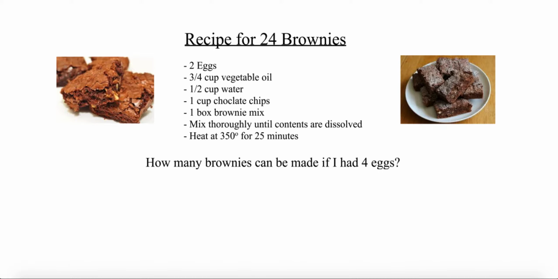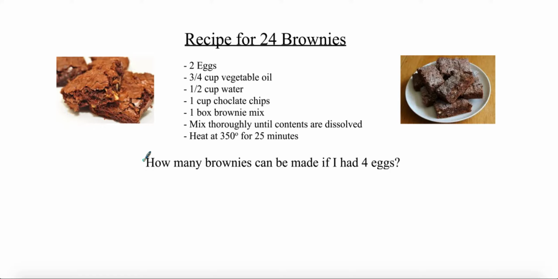So for today, before we talk about chemistry, let's start by talking about some brownies. Here's a recipe that I try to follow sometimes whenever I use the box mix. This is the recipe to make 24 brownies, where I add 2 eggs, 3/4 cup of vegetable oil, half a cup of water, a cup of chocolate chips, and the entire box of brownie mix.